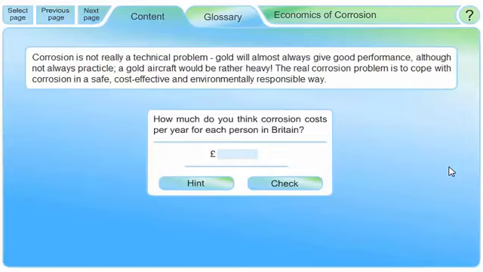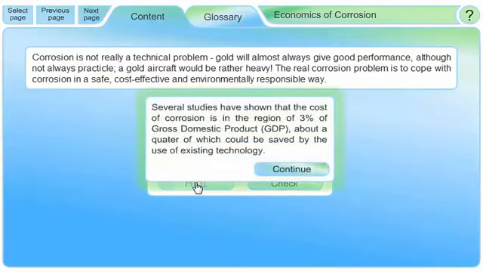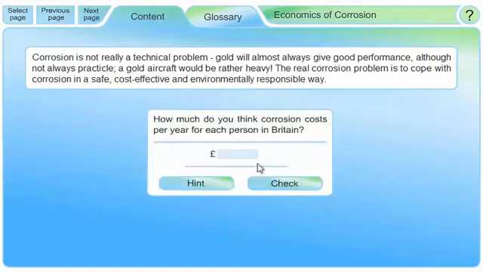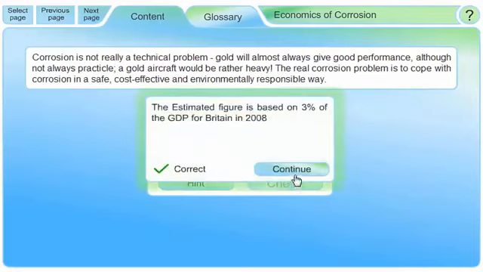So, how much do you think corrosion costs each year for each person in Britain? Let's check the hint. This tells us that several studies have shown that the cost of corrosion in developed economies is in the range of 3% of gross domestic product. What exactly is that? That was around about £850 per person per year in 2008.